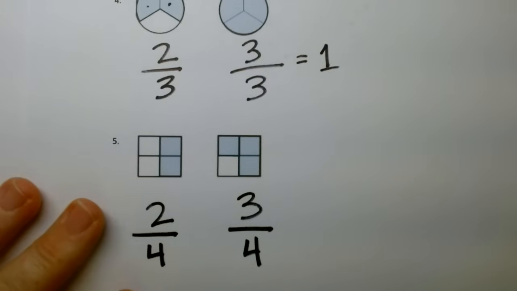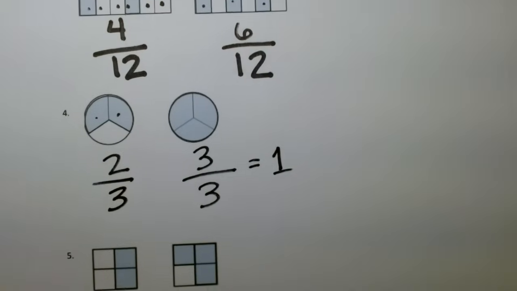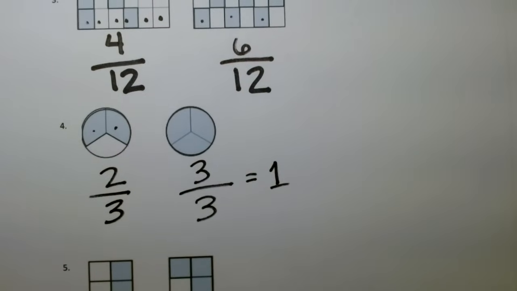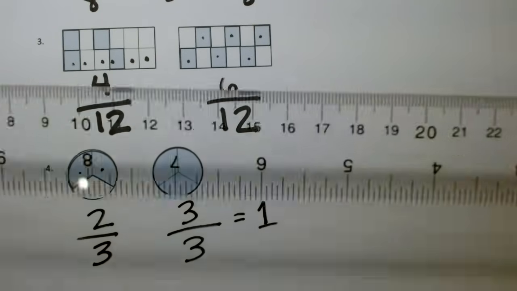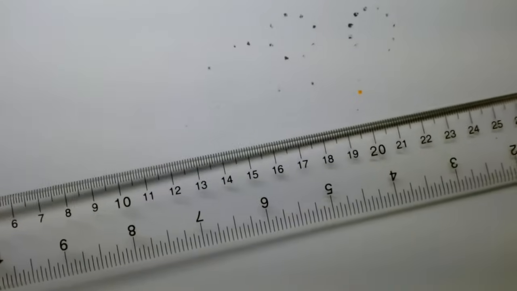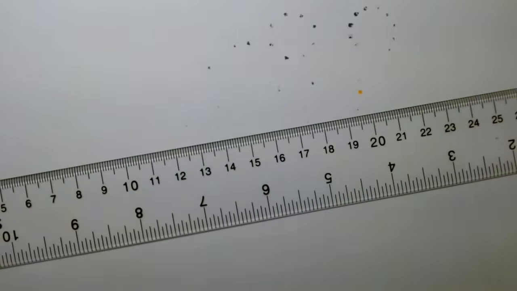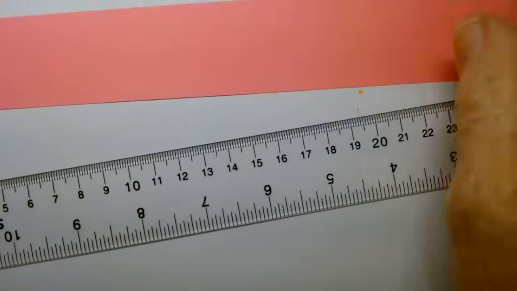Okay. There is something that you probably have in your house that you use all the time, and it's fractions, and you probably didn't even realize it. I'll give you a hint. It looks like this. What is that? Tell me out loud. It's a ruler. That's right.